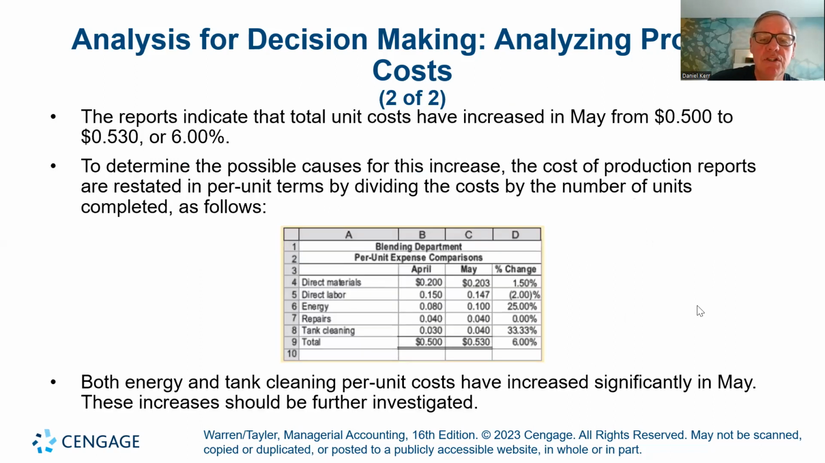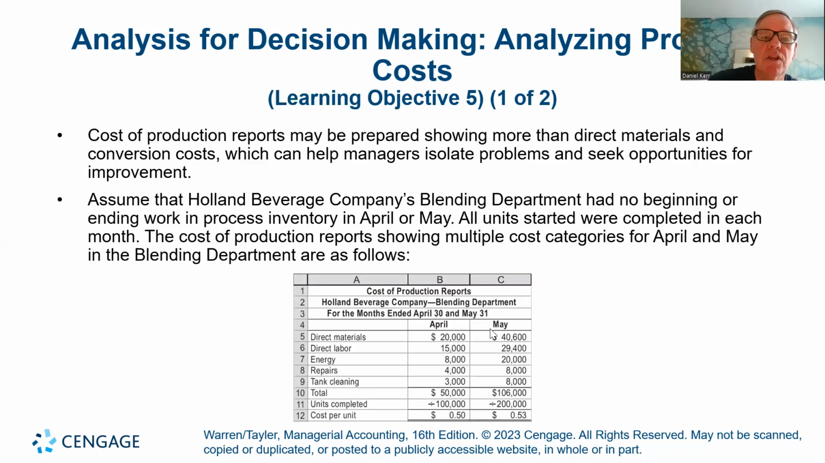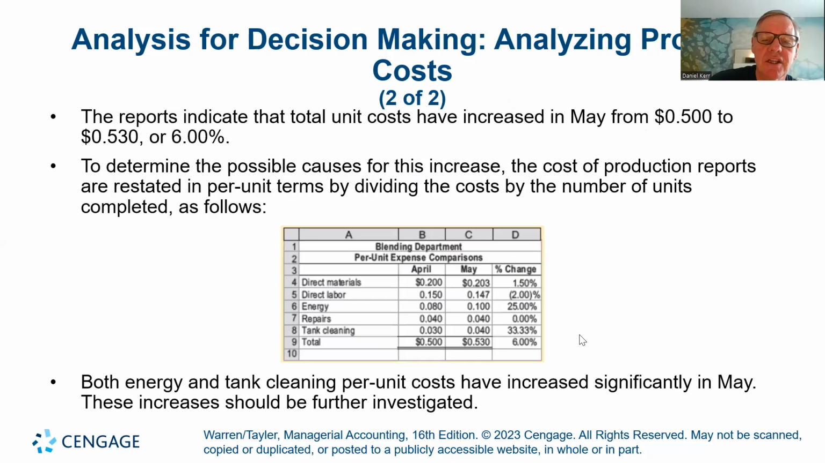When you do that, you start to see the total change from 50 cents to 53 cents, which represents a 6% increase. Notice direct material usage was up. Direct labor as a percentage was down. Energy is way up, so you can speculate why that was the case. No change in repairs, and the tank cleaning costs were up 33% as well. So the point to be made here is that when you compare the unit cost per period, you can drill down deeper and get the unit costs of each of the components.